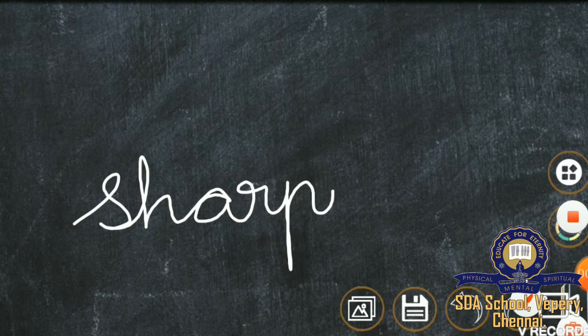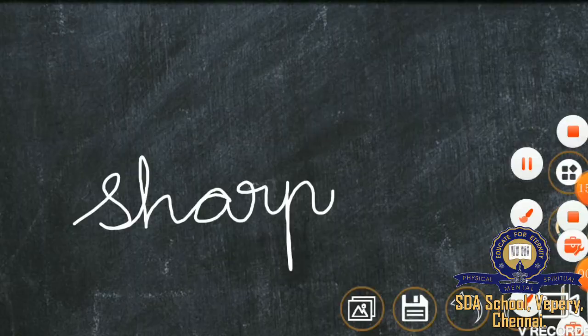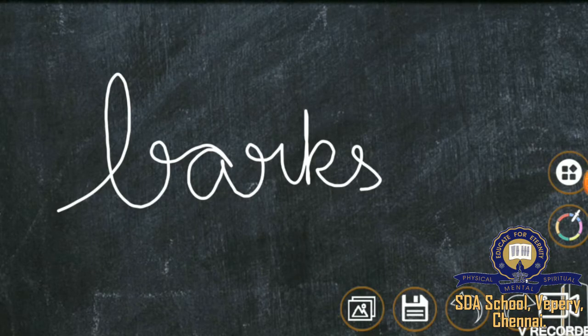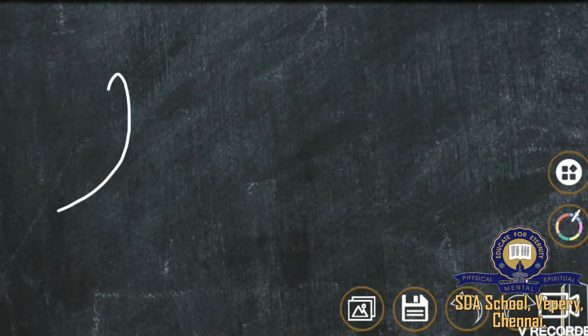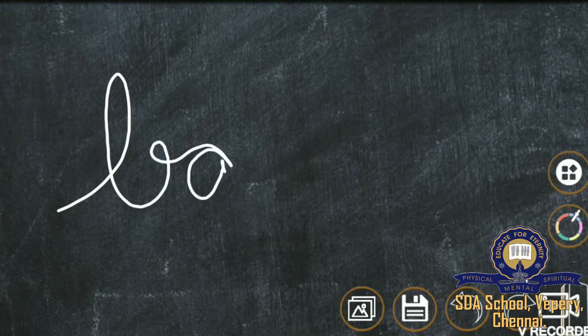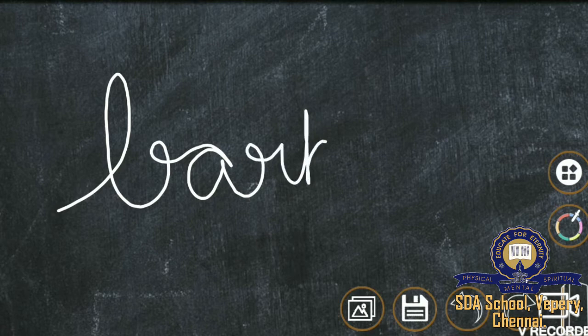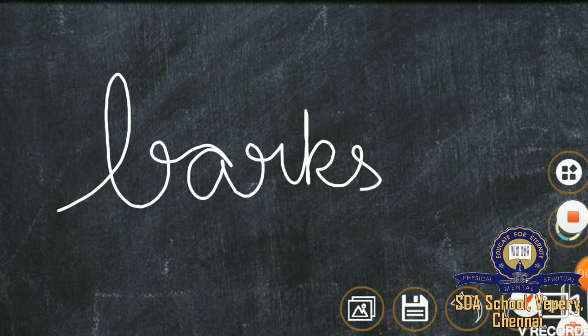S-H-A-R-P, sharp. Once again, we'll say the spelling for sharp. S-H-A-R-P, sharp. Now, we will see the sixth spelling. Box. B-O-X, box. What is the spelling for box? B-O-X, box. Is it clear, children?